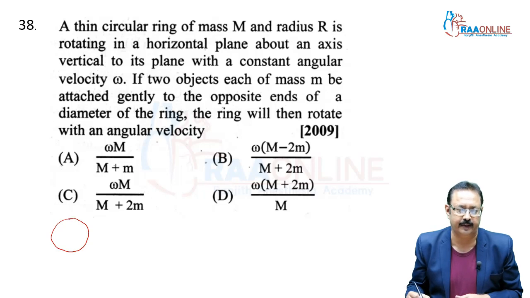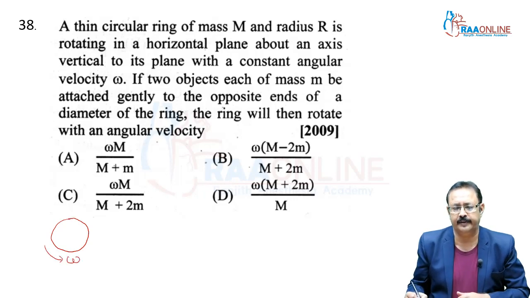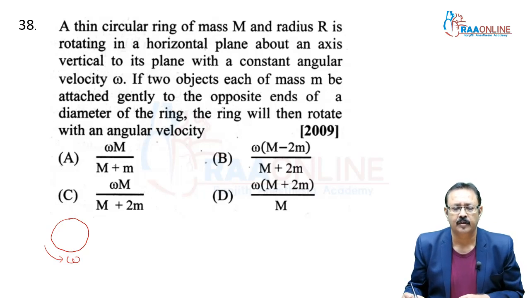It was your ring and it had an angular velocity omega. So its angular momentum was initially I into omega. It was a ring, so I was mr square.